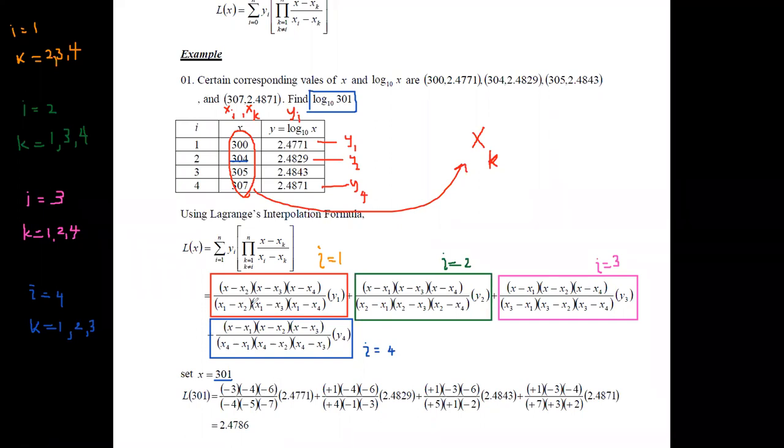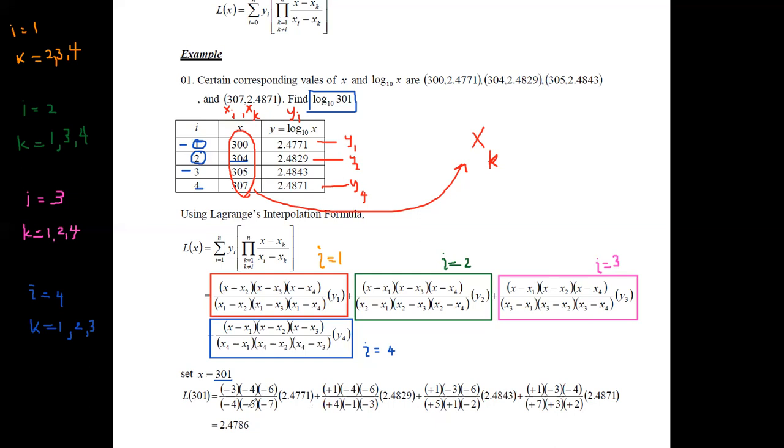Then x1 minus x2. It is the x1 and this is the x2: 300 minus 304, the value is minus 4. Then x1 minus x3: 300 minus 305, the value is minus 5.